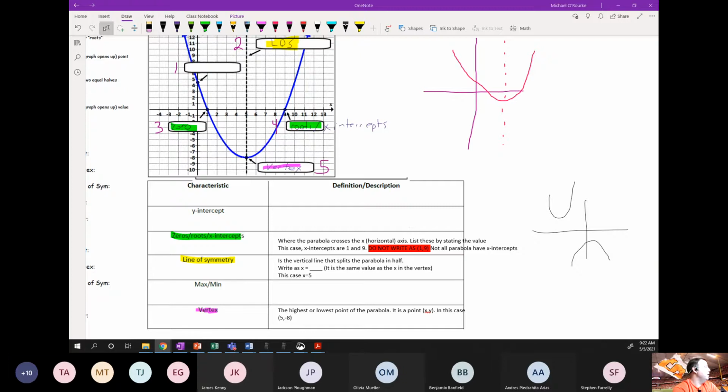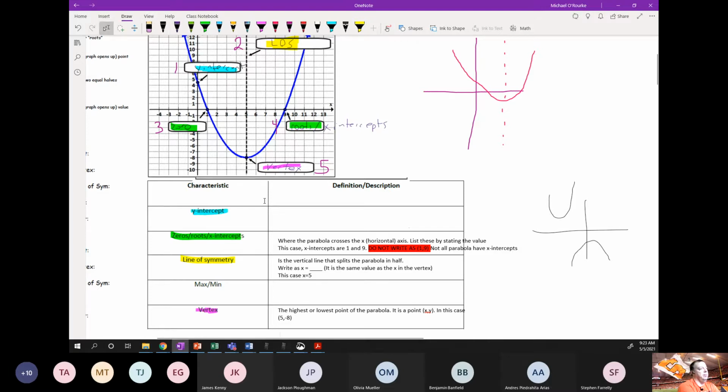So for Kovacs and Ben, we're just going through the characteristics of a parabola. Okay? So this is now, by elimination, our y-intercept. Okay? So our y-intercept is right there.